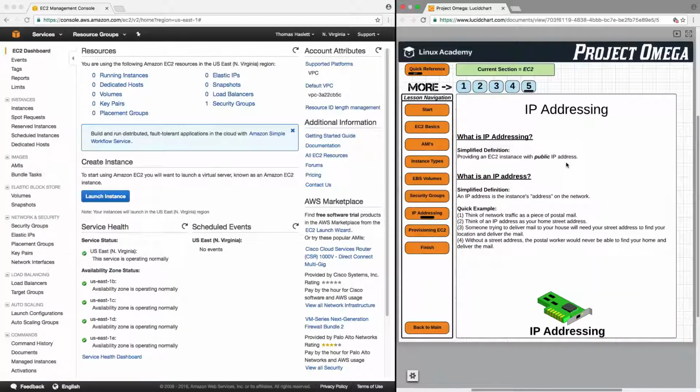So again, quickly, IP addressing is providing an EC2 instance with a public IP address. Always think of an IP address as your EC2 instance's street address. It is how it is identified, and it is how information is delivered to it on the network. And with that, we will conclude this lesson.